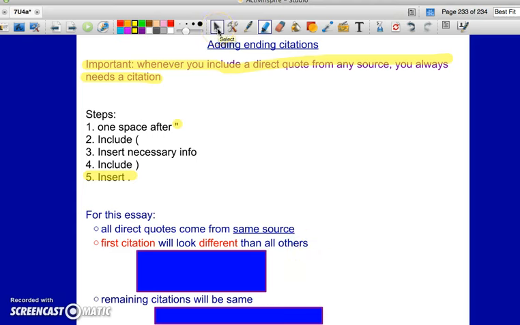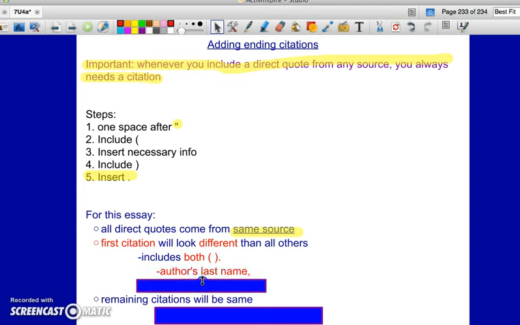Okay, so for this essay, all of your direct quotes came from the exact same source. In other words, they came from Tangerine. So in this case, your first citation is going to look different than all of your others because that's where you're giving all of the information that you need. Your first citation is going to include both of the following pieces of information in the parentheses. So first, it's going to include the author's last name, and it's the last name only. So in other words, it's Bloor.